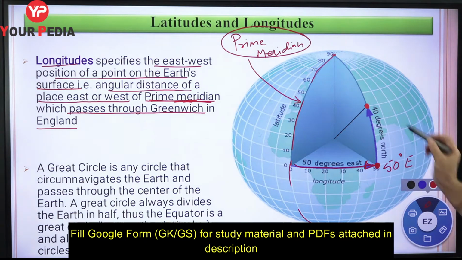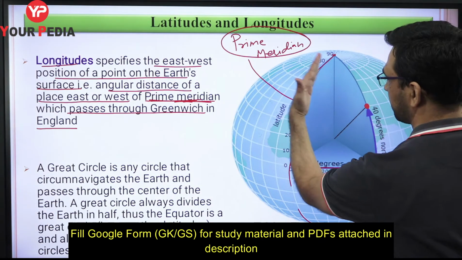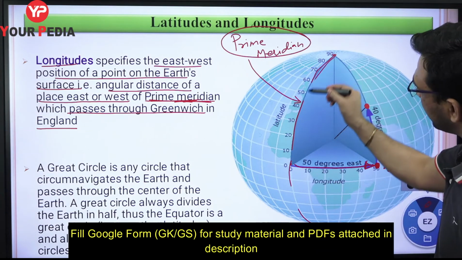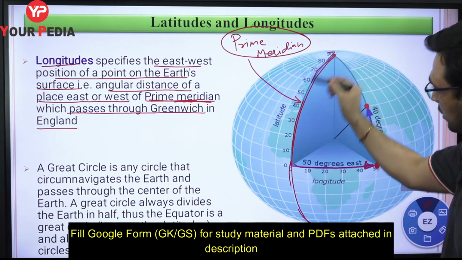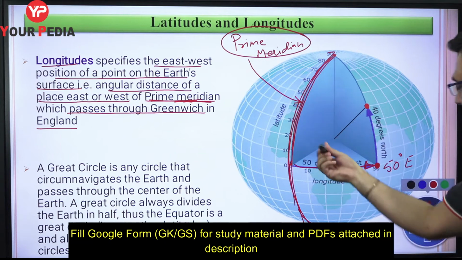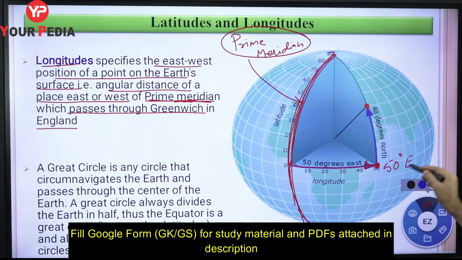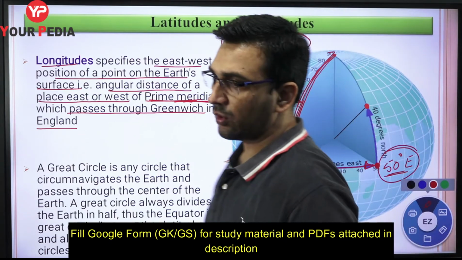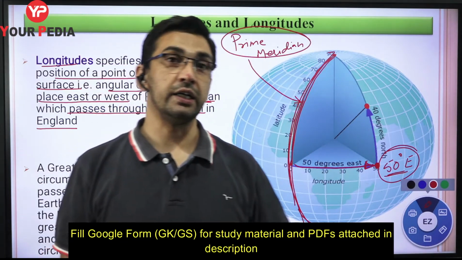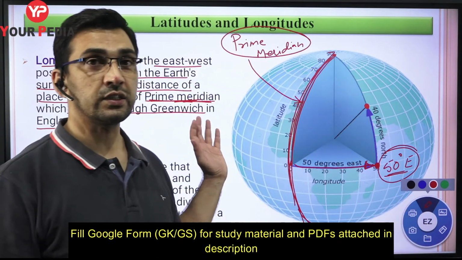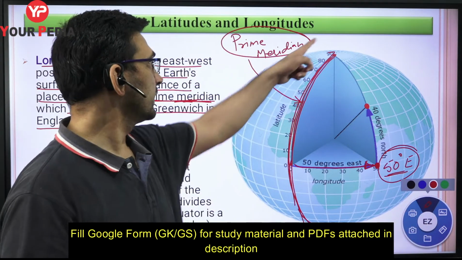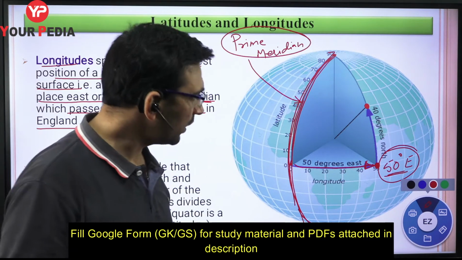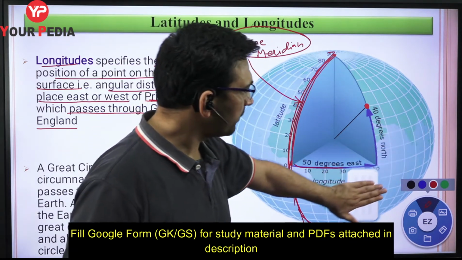East of what? Understand that this is a plane. The meridian, this line that you have made, this half circle. So from this, when you take that angular measurement towards the east, then we say you are located 50 degree east. So this parameter is going to locate your position either to the east or to the west of the prime meridian.